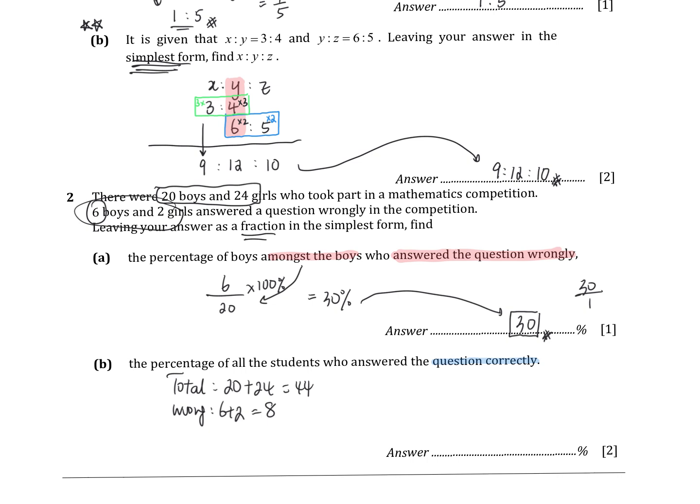Okay, so answer correctly would be your 44 take away 8, which is 36. So out of which, 36 out of the 44 times 100%. So what do you get? 81 9/11%.